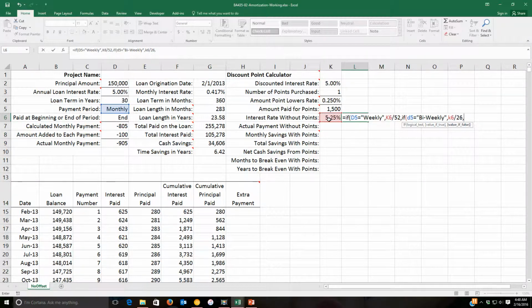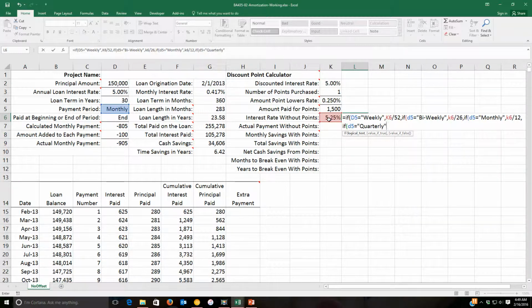Otherwise, we'll check again to see if the value in D5 equals monthly. And this is going to wrap because we're running out of space on the screen, but you can kind of follow it around. If that's the case, then we're going to take K6 and divide it by 12. If it's not the case, again, we'll take the value in D5, and we'll look to see if that is equal to quarterly.